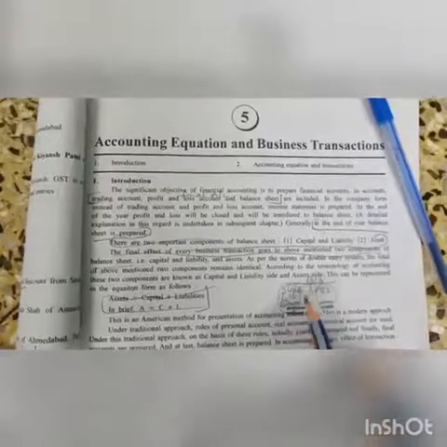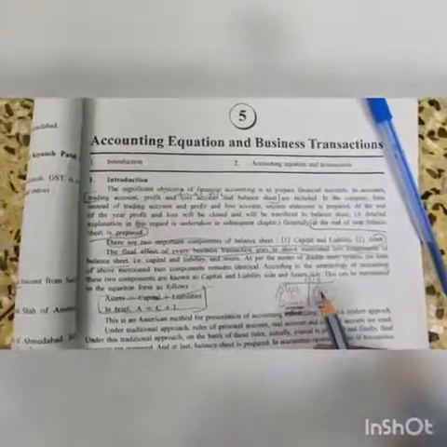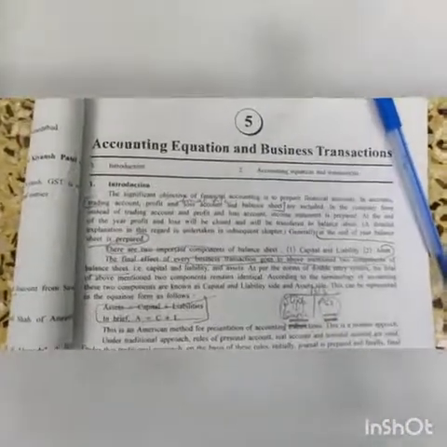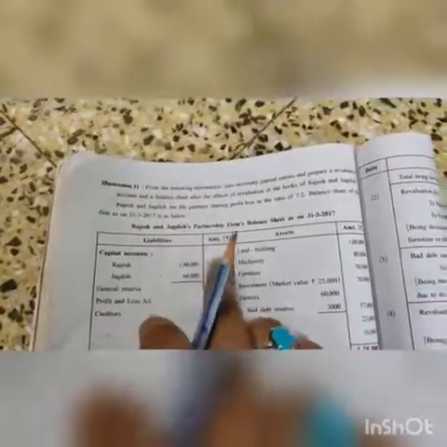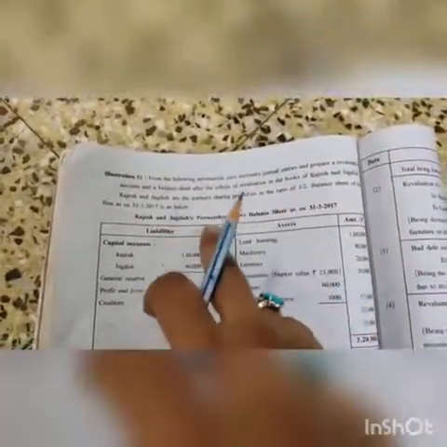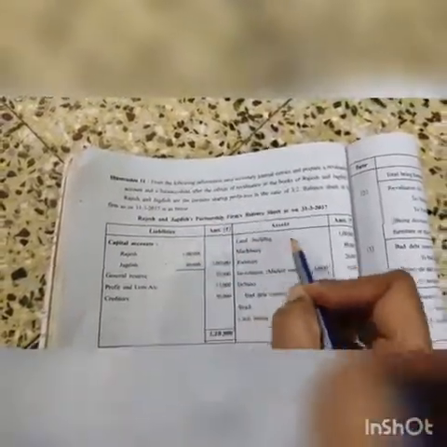This is your balance sheet: liability, asset, and here it will be capital. This is just an example for you of the balance sheet. This is the balance sheet of these two partners. This side is liability, and this side is all asset. The total is the same, 3,20,000 and 3,20,000.